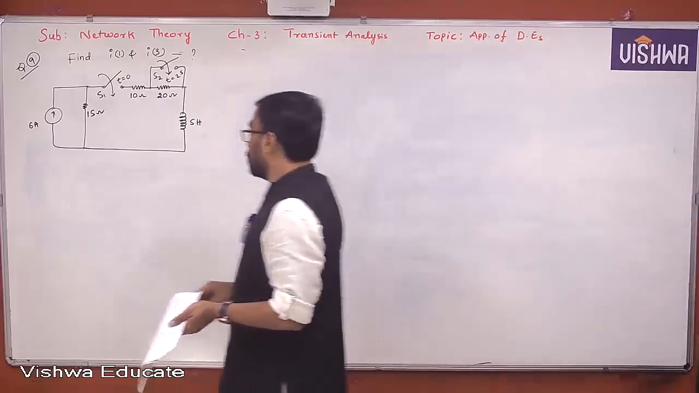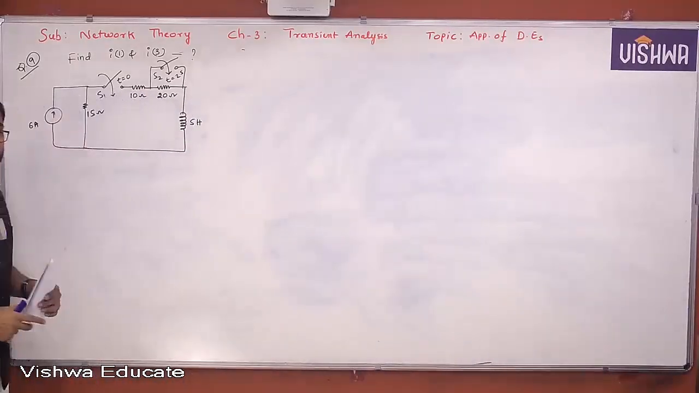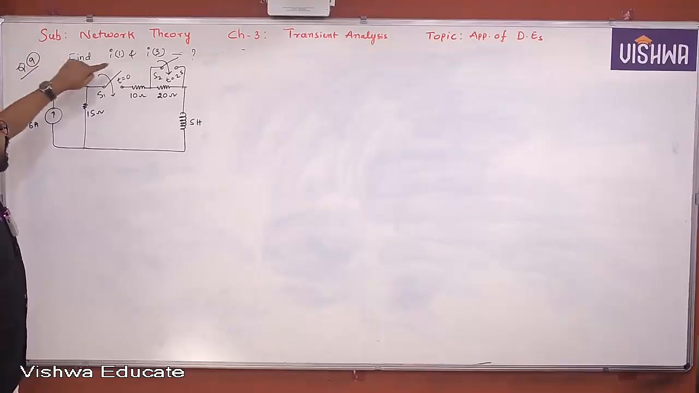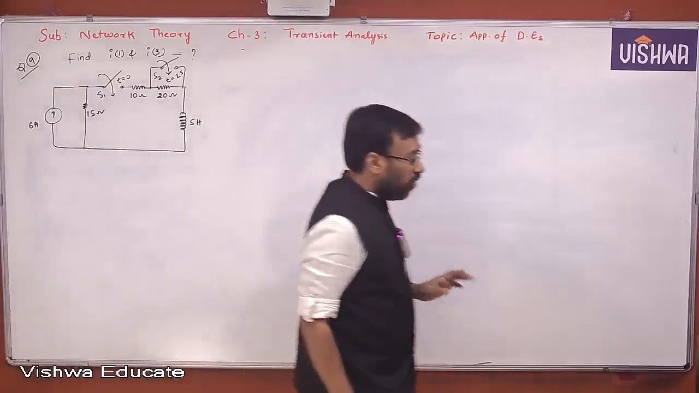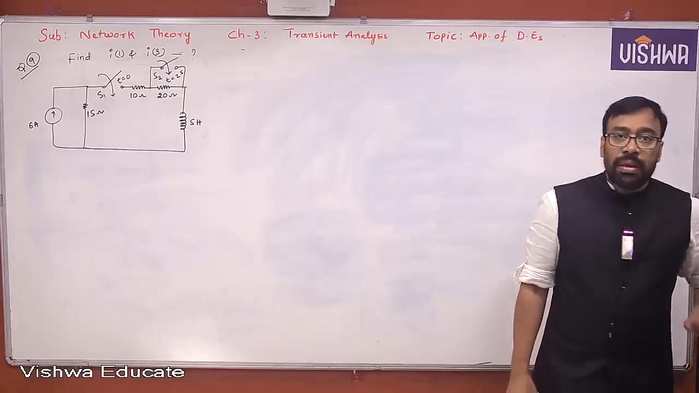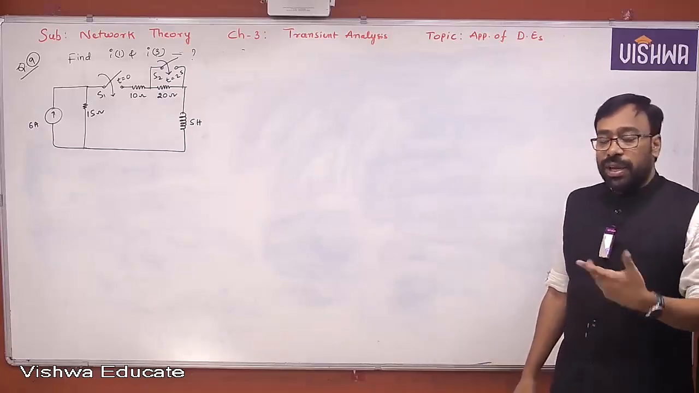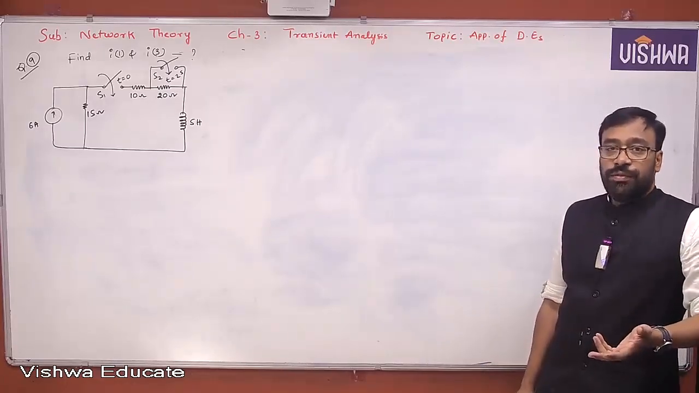Okay, so let's have a discussion on it. First, you read the question carefully and try to understand it. I of 1, I of 3 is asking. Okay, what do you mean by I of 1? How do you calculate I of 1? I know how to find I of 0 minus.